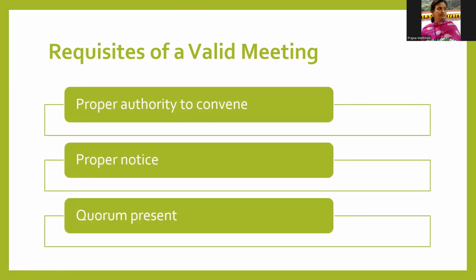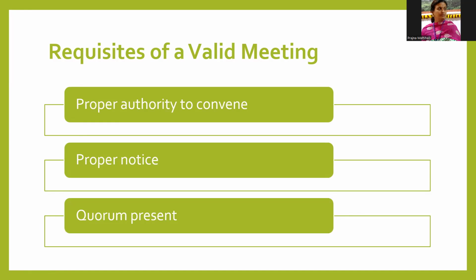Proper authority to convene. That means for the company meetings, the person who is conducting the company meeting is called the authority to convene. Who calls, who is there to arrange for the meeting, who is behind the meeting is called the proper authority. There should be proper authority to conduct the meeting. Then only it becomes valid. Otherwise, it is not valid.